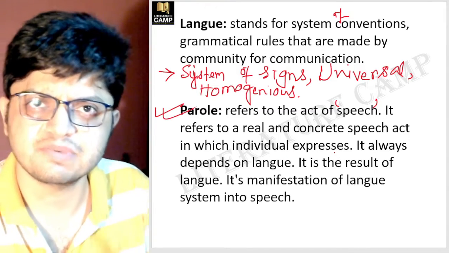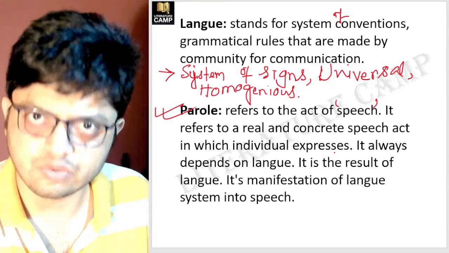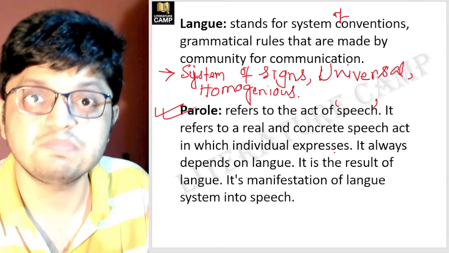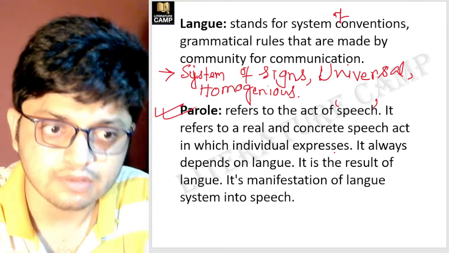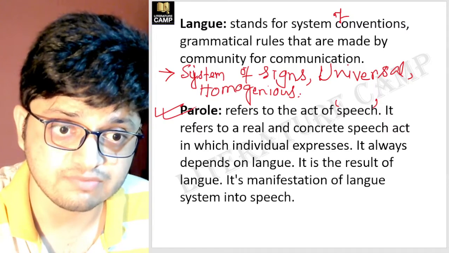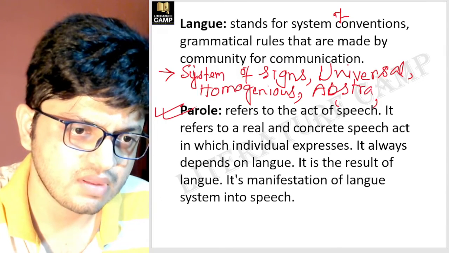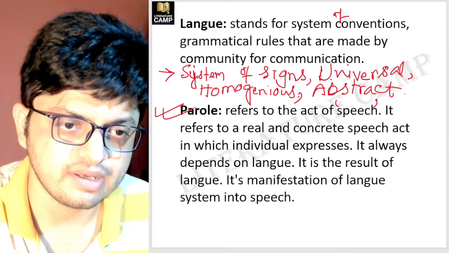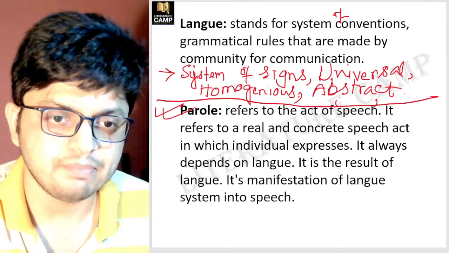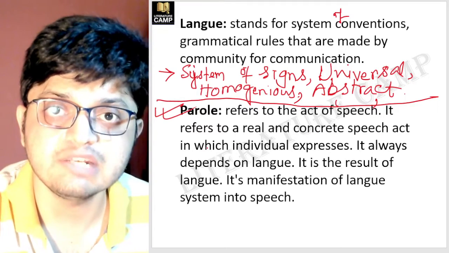an individual expresses his or her own language, right? It is about act of speaking. I'm talking about parole, all right, and it is concrete. And lang is abstract. This is one more information. Lang is about abstract ideas. Abstract, all right. This is all about lang. And parole, it is concrete, speech act in which individual expresses.